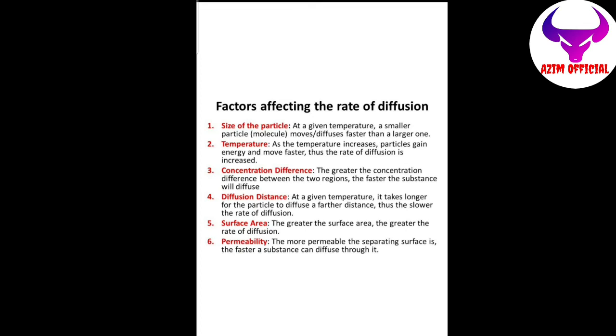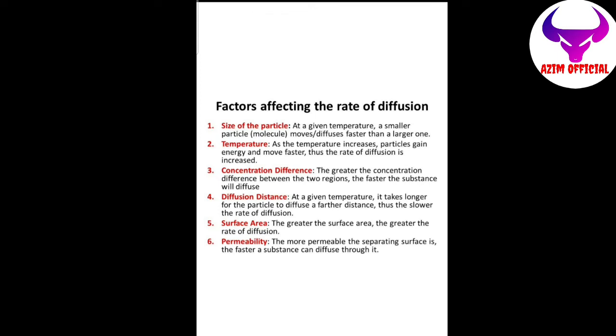Now, factors affecting the rate of diffusion. Some factors affect the rate of diffusion. You may be asked in the viva, and you may be asked in the written exam also. Size of the particles: when the size of the particles is bigger, it takes more time to diffuse. At a given temperature, a smaller particle diffuses faster than a larger one. So the smaller it is, the faster it gets.